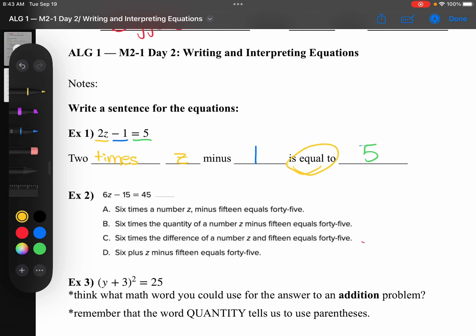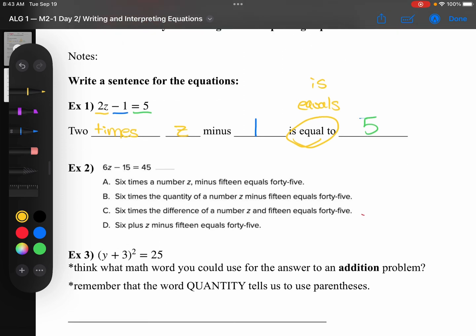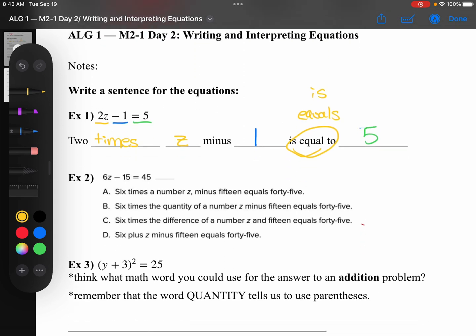Instead of is equal to, you could also say equals, or you could say is. Any of those words that tell you that something is equal to, you could say equivalent. Any of those things tells me that you have an equal sign in your equation that you're writing.